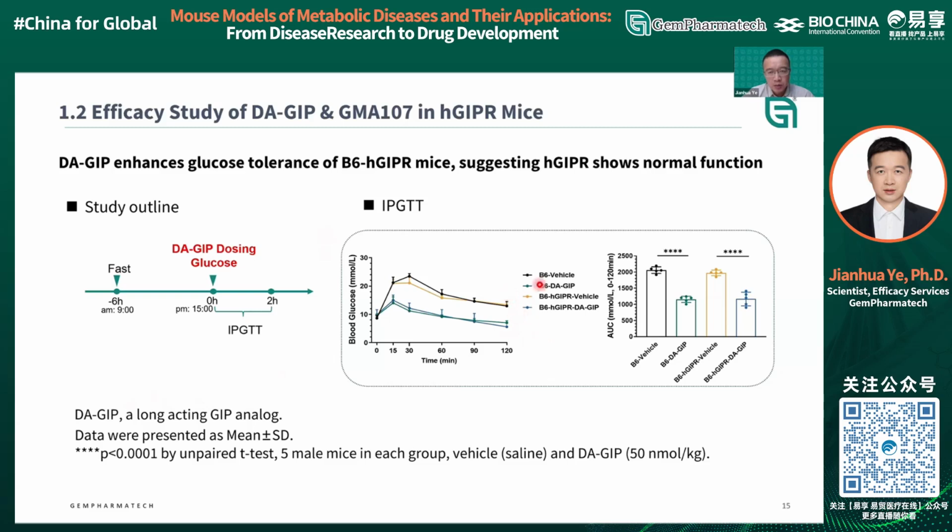In normal mice, after we give the normal B6 mice the GIP and the DAGIP, the glucose tolerance is enhanced. And if we give the DAGIP to the humanized GIP receptor mice, it has a similar result. So it shows that the human GIP receptor works well in the humanized mice.